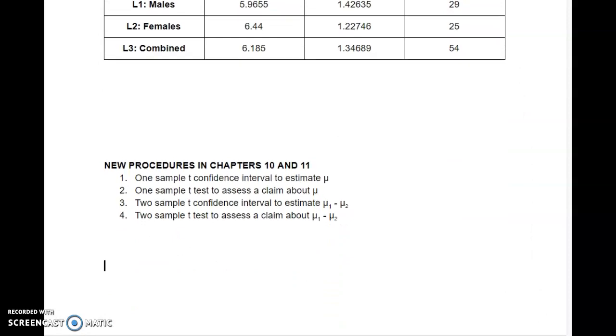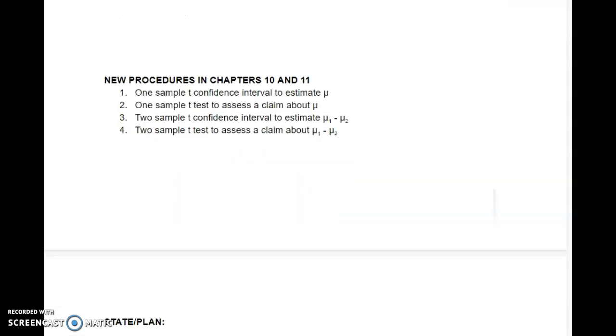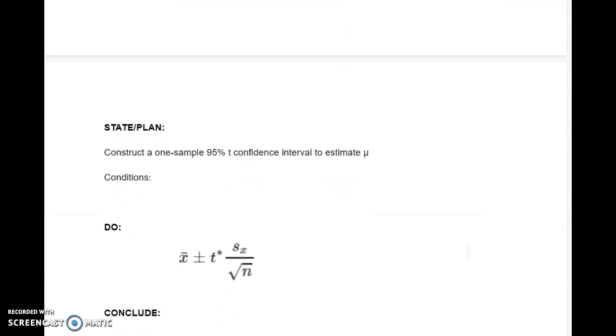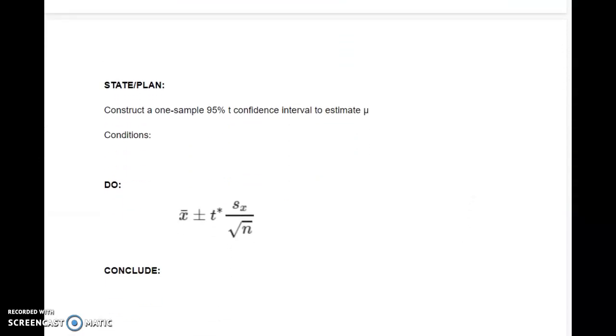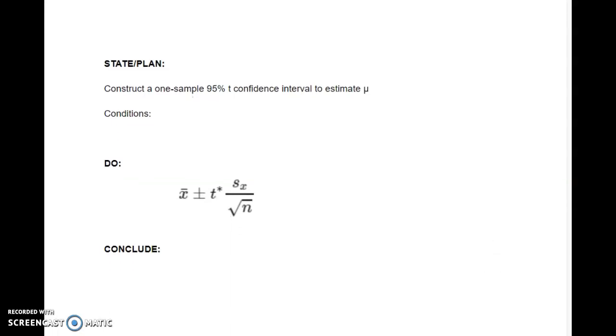Just as a reminder, these are the 3 that we're going to do. So first the confidence interval, and then a 1 sample test, and then we'll move on to the 2 sample procedures for the difference between them. So for our 1 sample 95% t confidence interval to estimate mu, again, in the state plan, we need to name the procedure and then work through conditions.